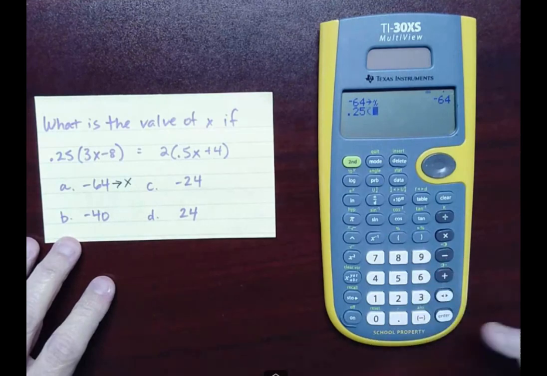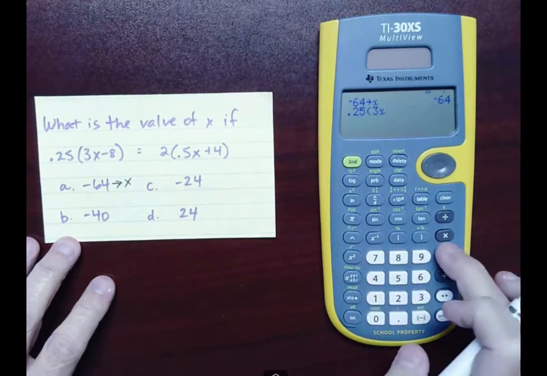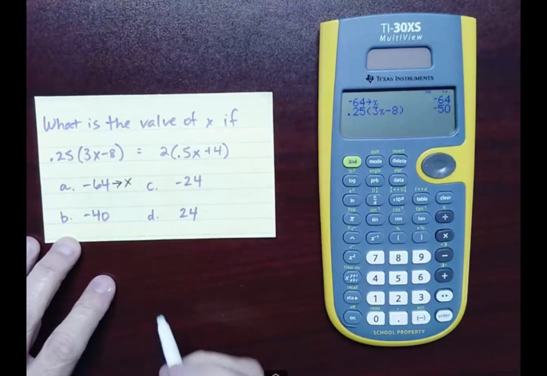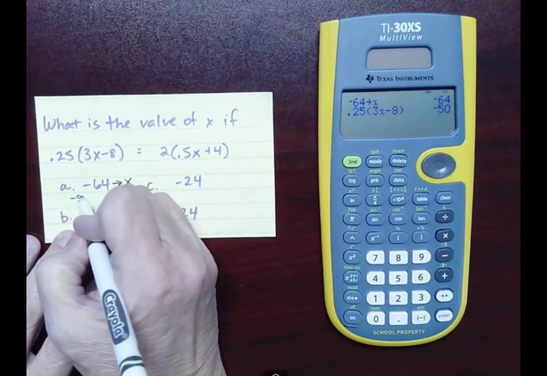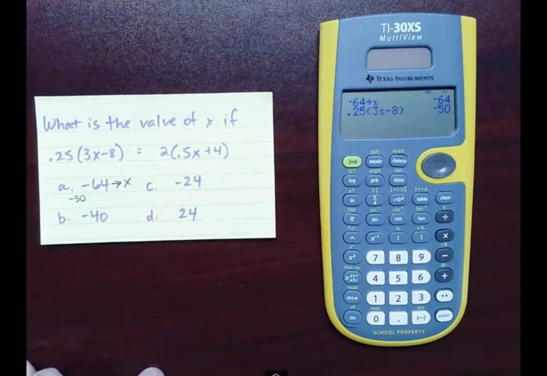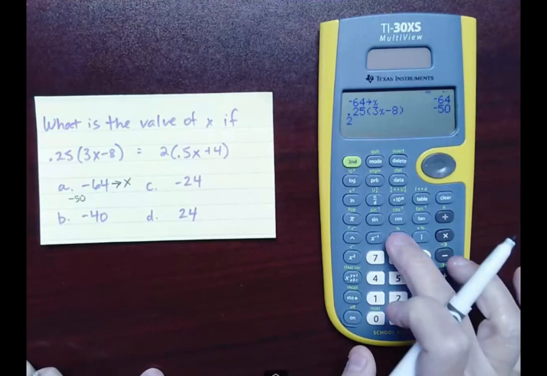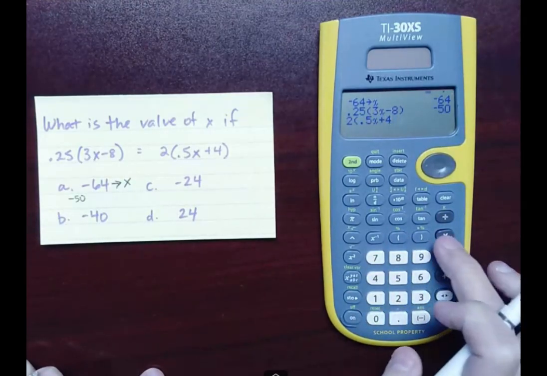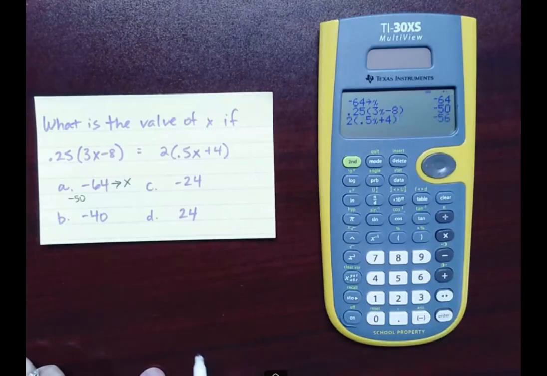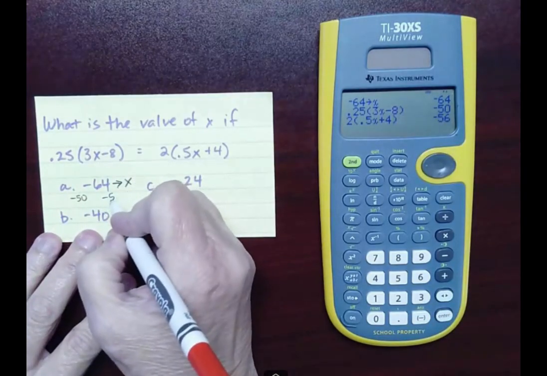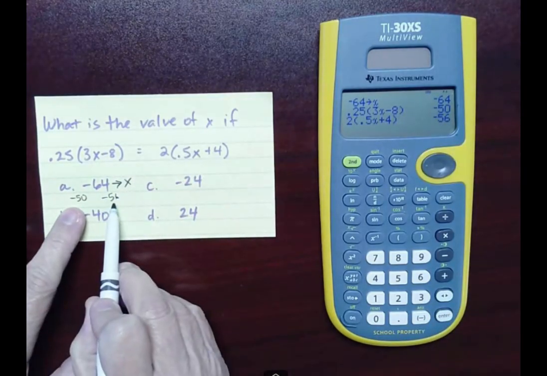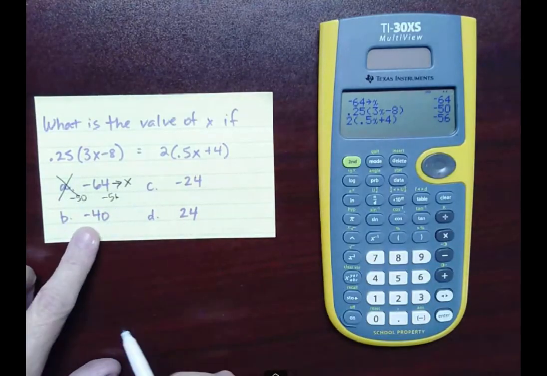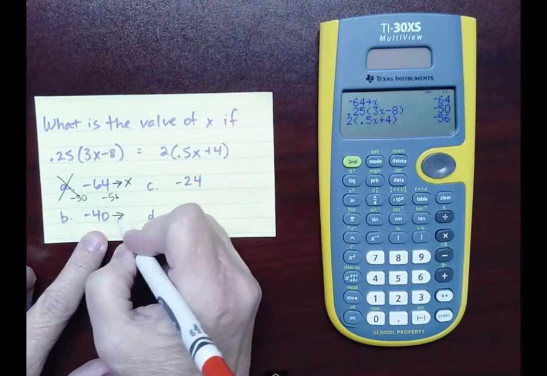0.25 parentheses 3x minus 8. Close my parentheses. We hit enter. I got -50 on one side. Now we're going to put it on the other side. 2 parentheses 0.5x plus 4. Close my parentheses, hit enter. I got -56. I did not get the same answer on both sides of the equation. A is not correct. So now we'll go on to choice B.